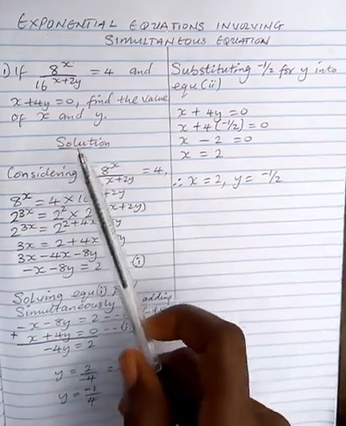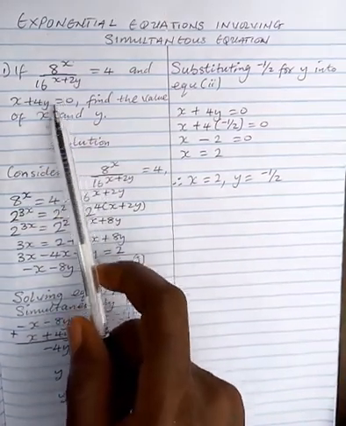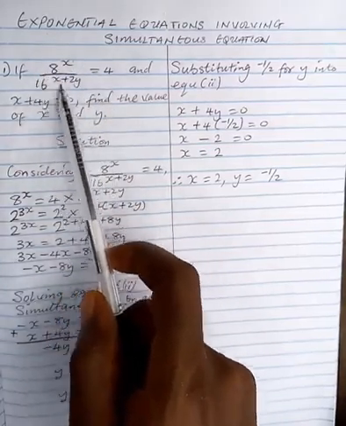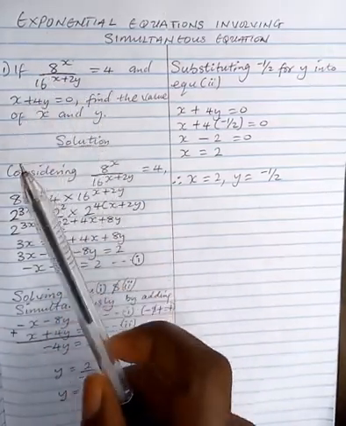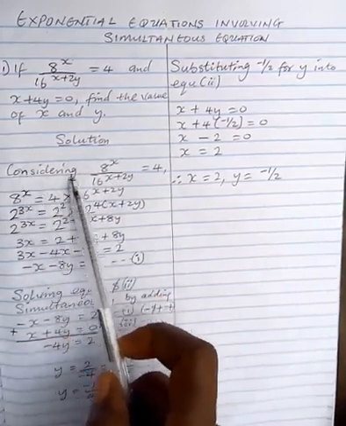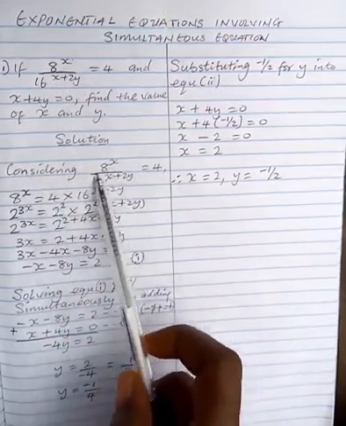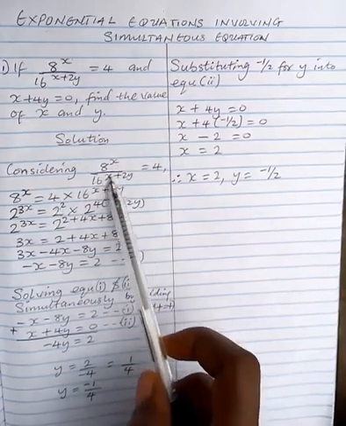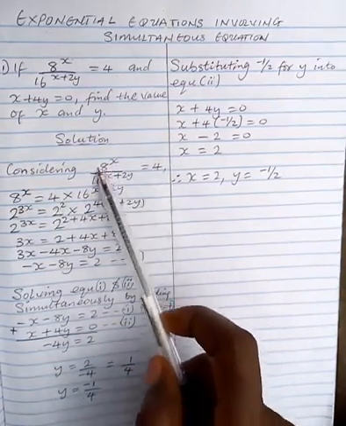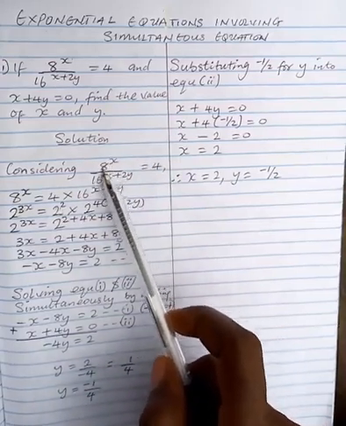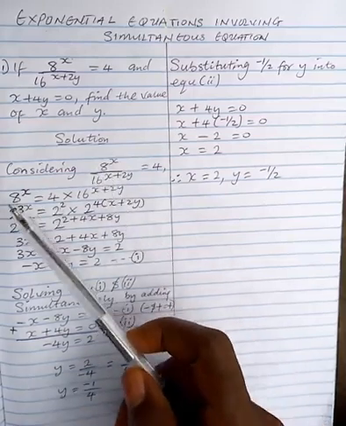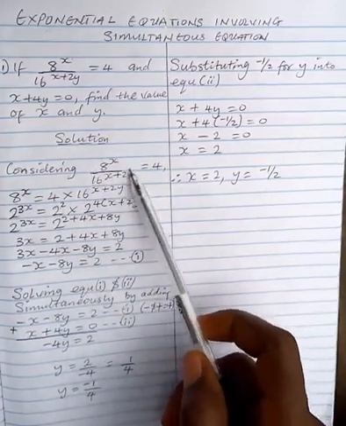Having put that in mind, we consider the first equation. All these equations have to be in linear form before we can treat them. So considering this first equation, we have 8 raised to the power x over 16 raised to the power x plus 2y equals 4. Where we have a fraction, like in our previous studies, you can go back to that study and learn how we dealt with this kind of problem.